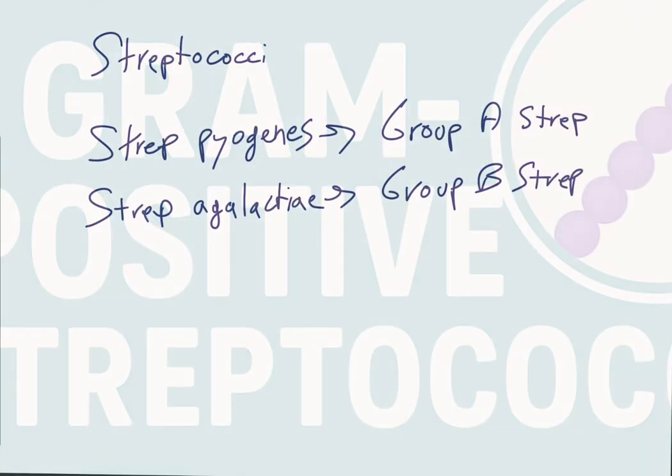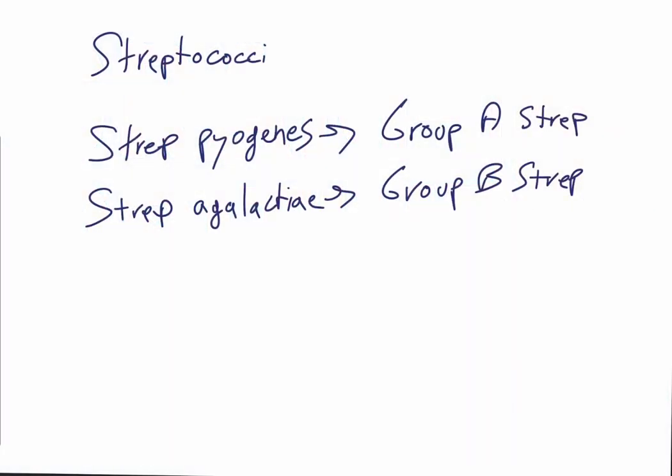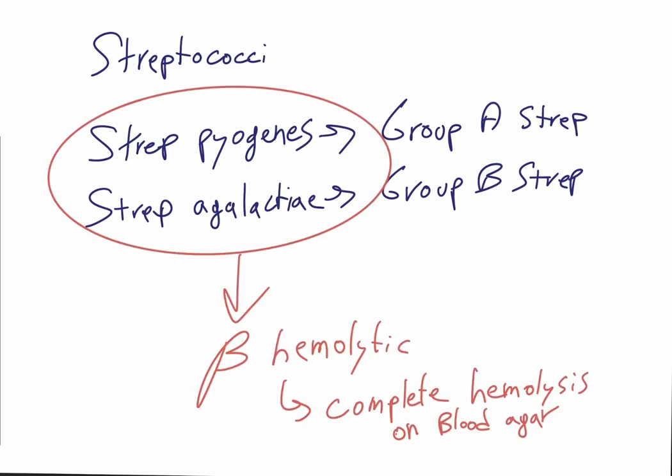Strep pyogenes is group A strep, Strep agalactiae is group B strep. These are both beta hemolytic. This means they cause complete hemolysis on blood agar. This appears as a clear zone around the bacteria.